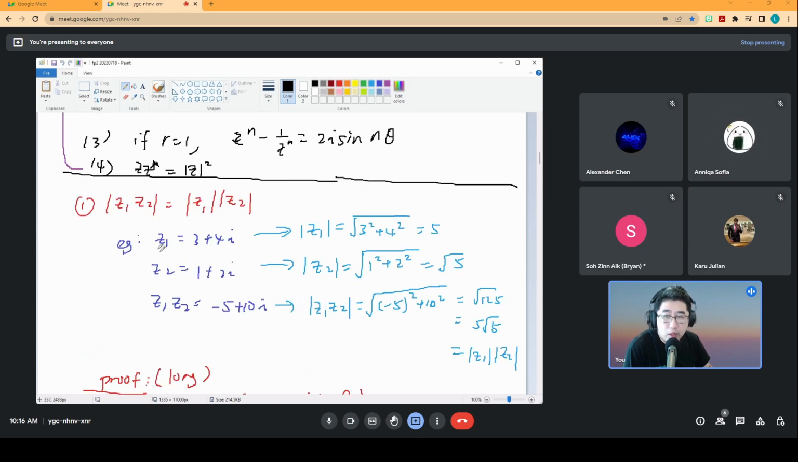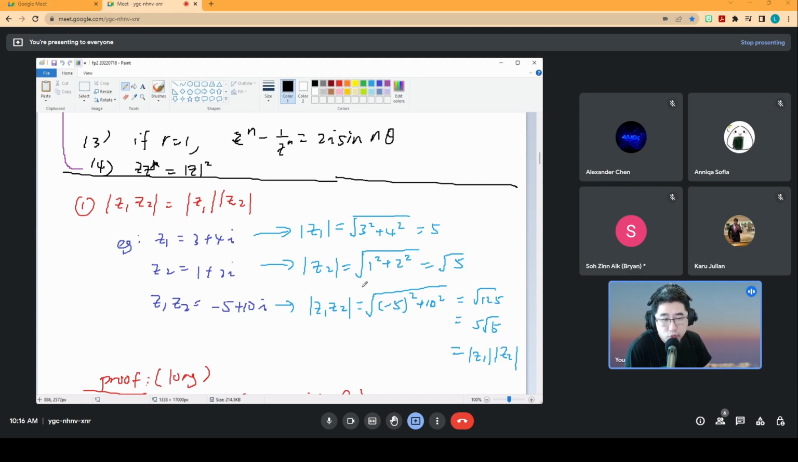Then we talk about the application. How do we see this? You can see that the modulus of Z1 is 5, modulus of Z2 is square root 5. So modulus of Z1 Z2, you can multiply them together, and you still get 5 square root 5. You can see that the rule is true.